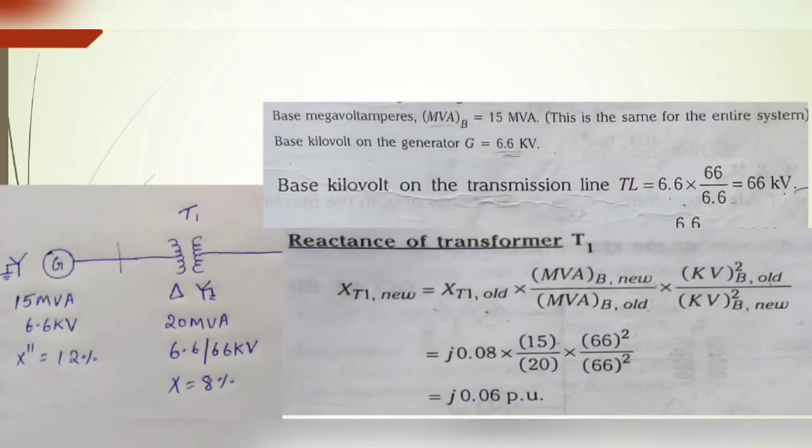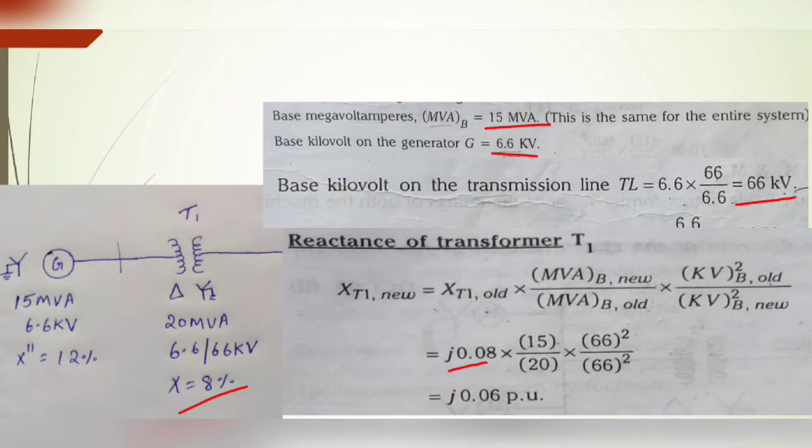Next is the reactance of transformer T1. Base MVA is 15 MVA, anyhow it is common to the whole system. Base KV on generator G is 6.6 kilovolt. Base kilovolt on the transmission line is 66 kilovolt. And these are the old values of transformer T1, where X value is 8%, so which means that J 0.08 is the old value of reactance.